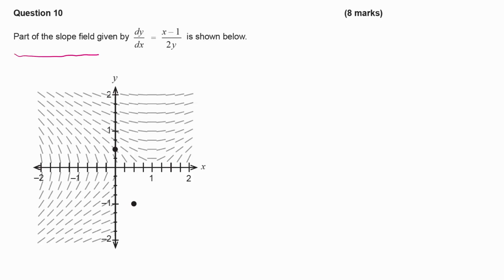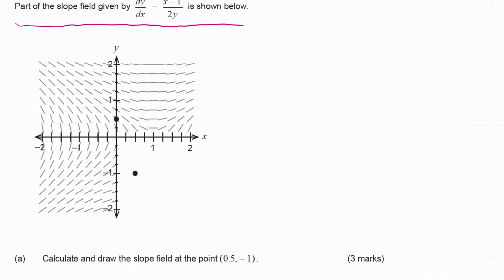Part of the slope field given by dy/dx = (x - 1)/(2y) is shown below. Calculate and draw the slope field at the point (0.5, -1), and they've given us that point here. So we have that x is 0.5, so we've got 0.5 take away 1, and that y is -1, so that would be -2.